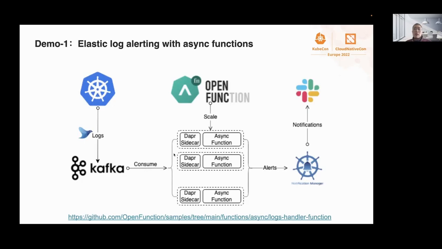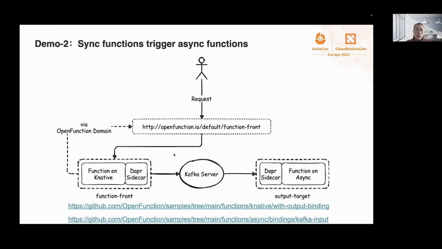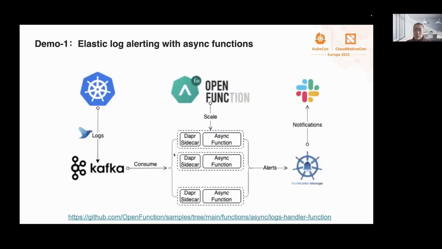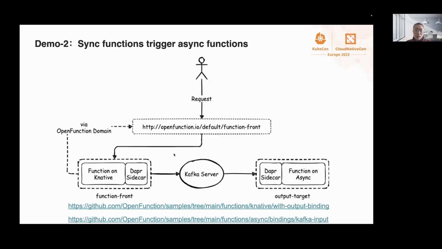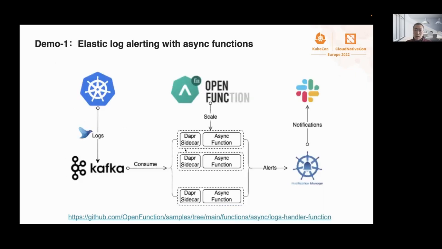Next, I have two demos, but for time reasons, I will only demonstrate the second one. The first demo, I can explain a little bit. You can use Fluent Bit to forward the Kubernetes log to a Kafka server, and we can define async functions to consume the log from the Kafka server. Whenever the async function finds an error, it will send an alert to Slack.